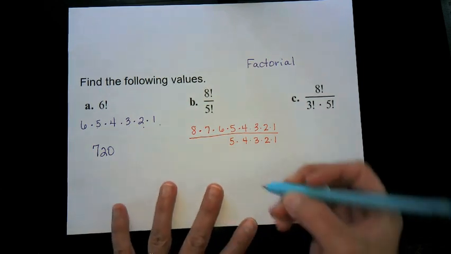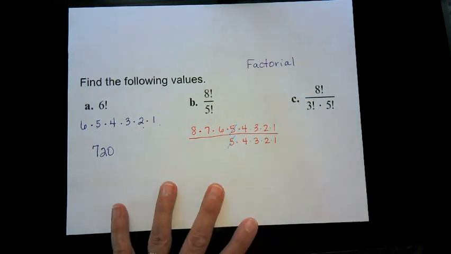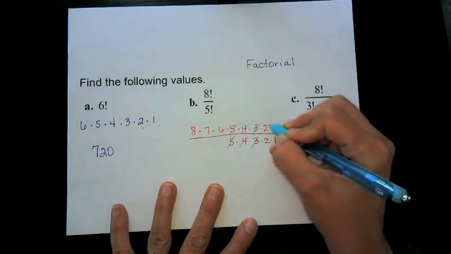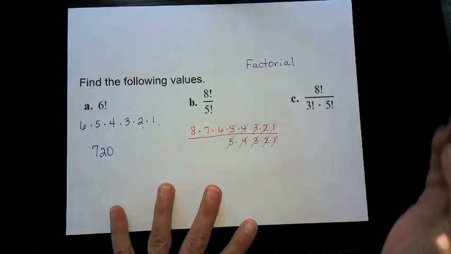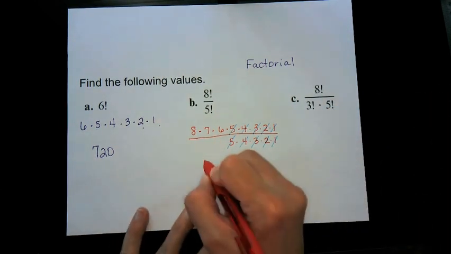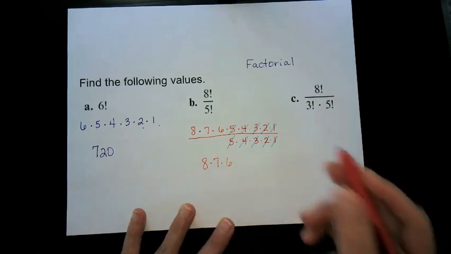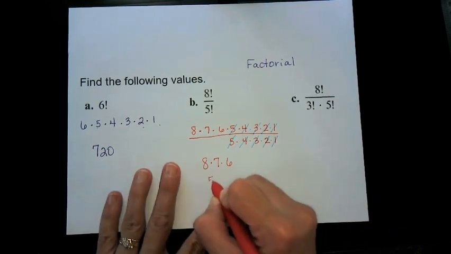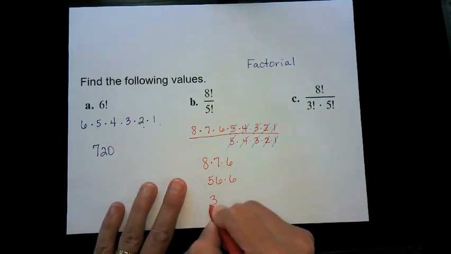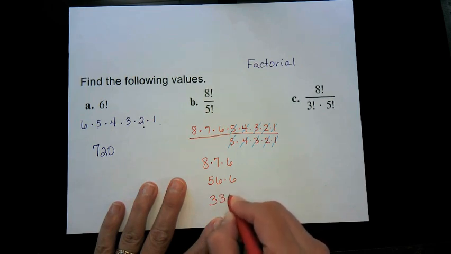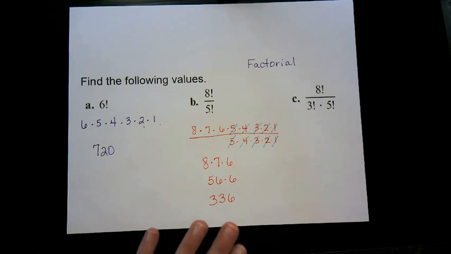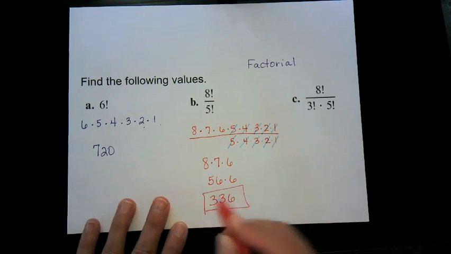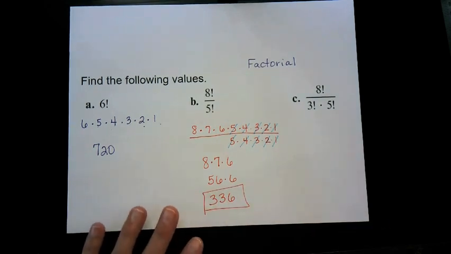But what happens? Well, the 5 divided by 5 gives me 1. The 4 divided by 4 gives me 1. The 3 divided by 3 gives me 1. The 2 divided by 2 gives me 1. The 1 divided by 1 gives me 1. And so I'm left with here 8 times 7 times 6. So 8 times 7 here is 56. And 56 times 6 is 336. Sorry, I had to do that one in my head. But you can see how they cancel out. I think that's the important piece for us not to miss when we're looking at simplifying these.